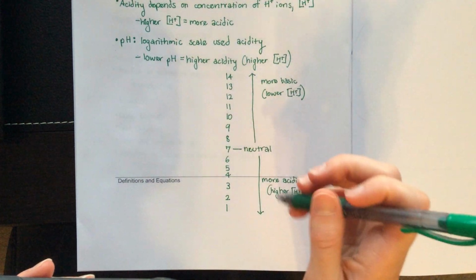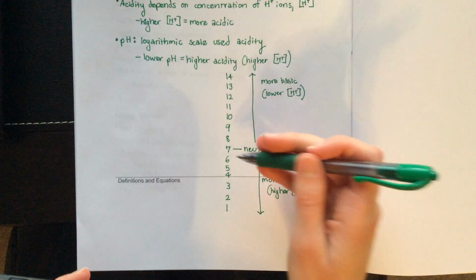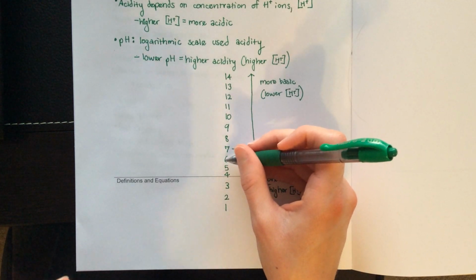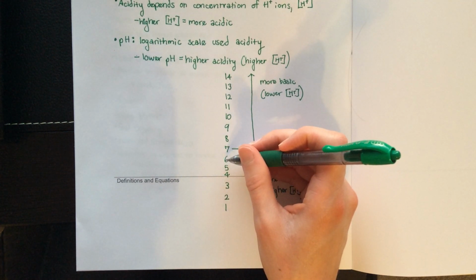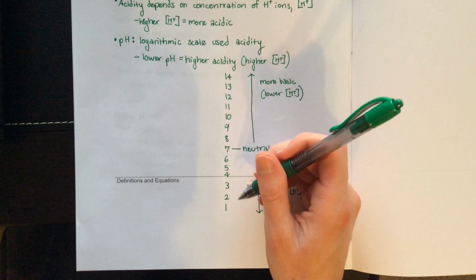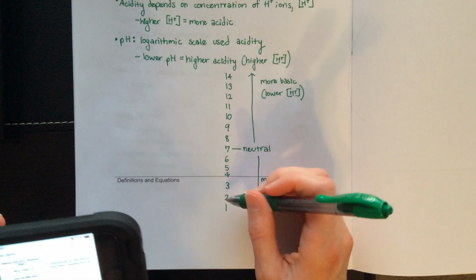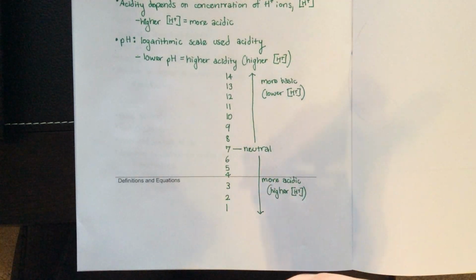If you go down to the acidic section, milk is actually right here, slightly acidic, like a 6.6. Tomato juice is a 4. Orange juice is a 3. And then you get down to 2 is lemon juice, and then 1 is hydrochloric acid.